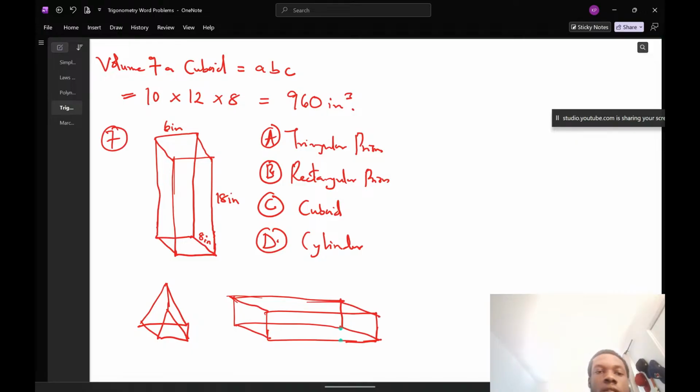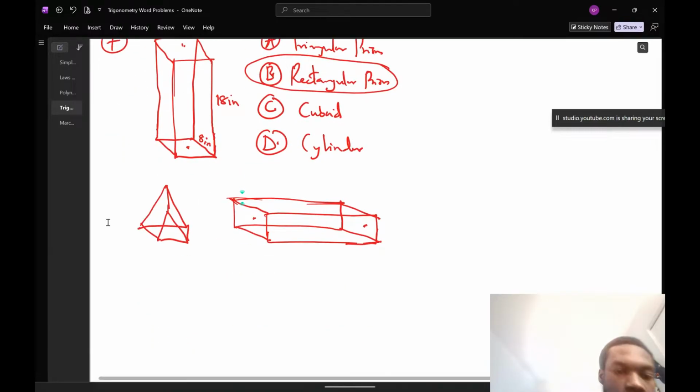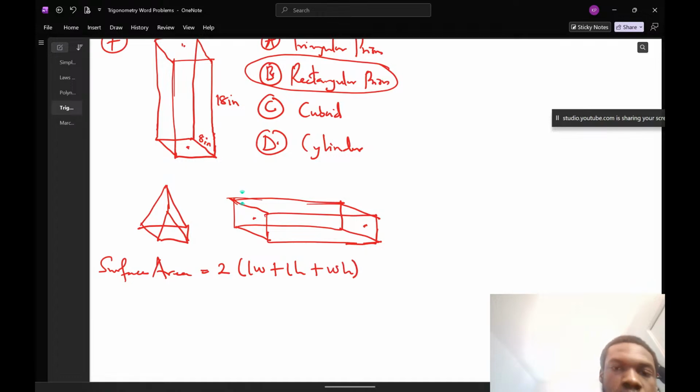So this top here will be the top here, and this bottom here will be the bottom here by the side. So this shape is a rectangular prism. This is the answer. It's actually a rectangular prism. And we know that the surface area of a rectangular prism is equal to 2 into length times width plus length times height plus width times height.